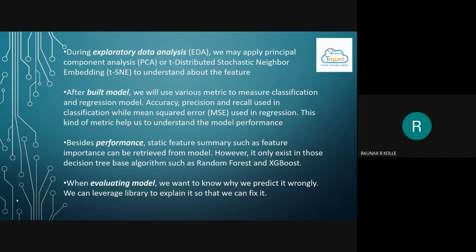during exploratory data analysis (EDA), in which we apply principal component analysis (PCA) or T-distributed stochastic neighbor embeddings to understand about the features. These two were applied earlier in our text classifier.